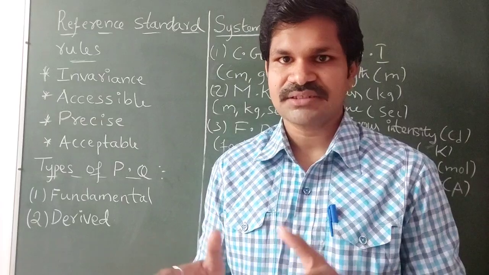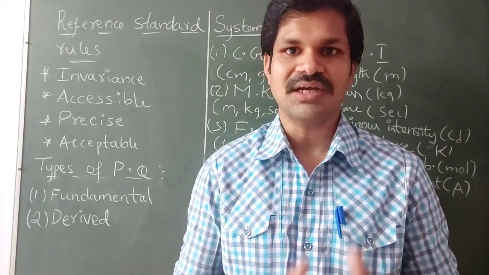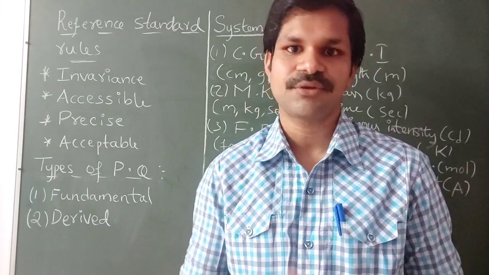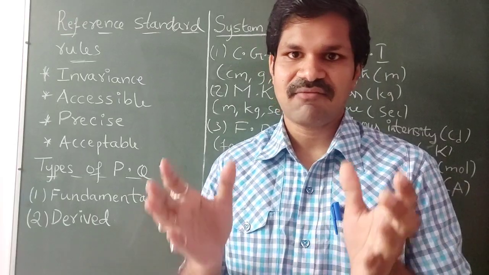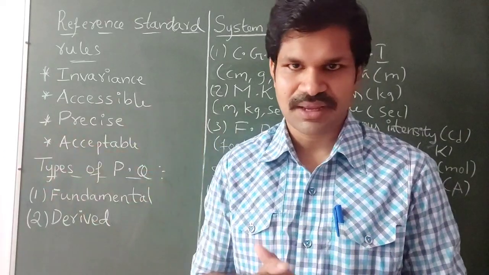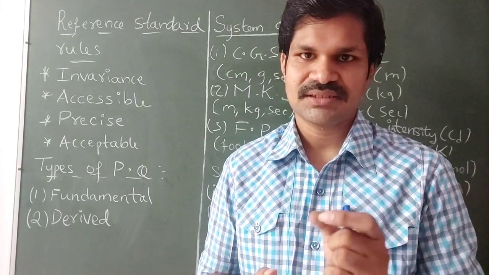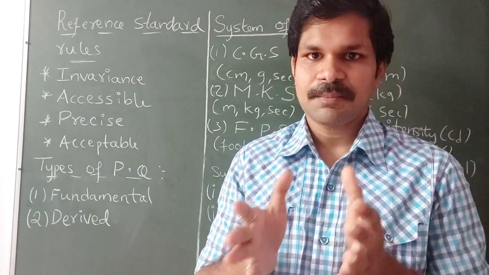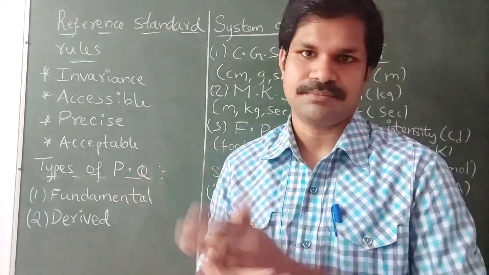gravitational force, the gravitational force on the moon is 1/6 the gravitational force on the earth. For example, if the gravitational force acting on an object on the earth is 60 newtons, it will become 10 newtons on the moon. That itself means that the magnitude or the numerical value of force changes from place to place, but the unit, that is Newton, will not change. So this is the concept of invariance. Invariance means it must not change from place to place as well as from time to time.